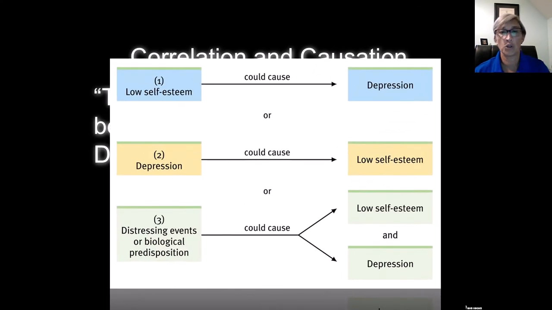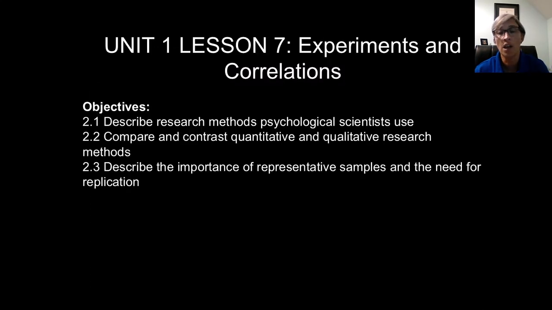In order for us to prove one could cause the other, we have to do an experiment again. Here in this graph, this is showing you the correlational data. So low self-esteem could cause depression. Depression could cause low self-esteem. Or distressing events or biological disposition could cause both. So we cannot accurately pinpoint depression to low self-esteem. All right, more on that in class.